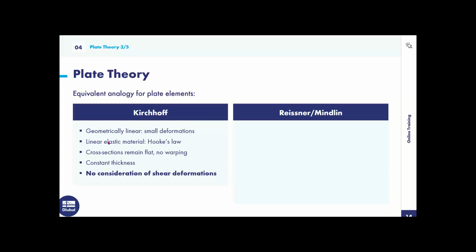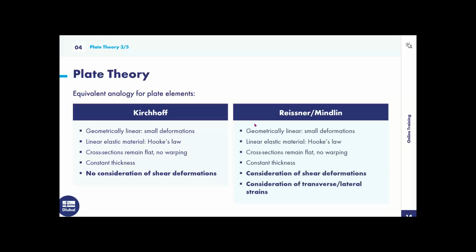So we assume that it is a geometrically linear calculation for small deformations, and we'll be using a linear elastic material, basically Hooke's law. We assume that the cross sections remain flat with no warping, they have a constant thickness, and there is no consideration of shear deformations when it comes to the Kirchhoff theory. For the Reissner-Mindlin theory, we assume basically the same as the Kirchhoff theory, but the only difference is that the shear deformations are considered, and we make a consideration of transverse and lateral strains.